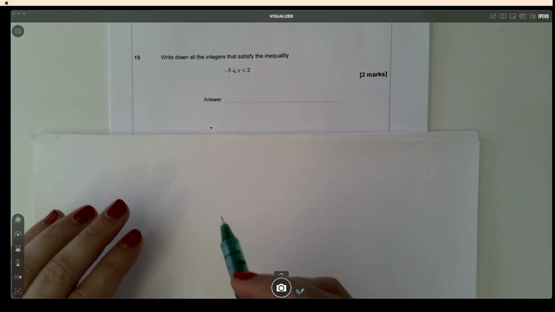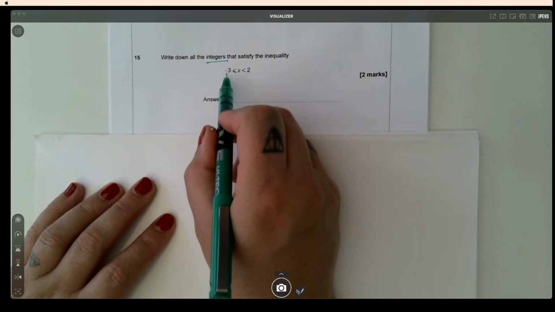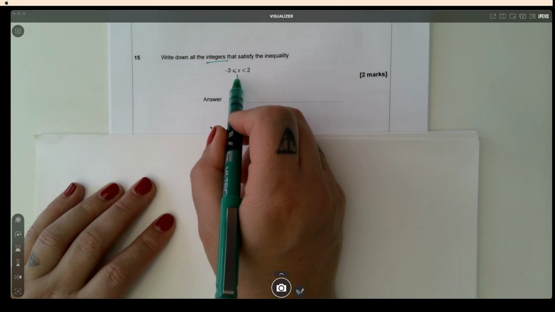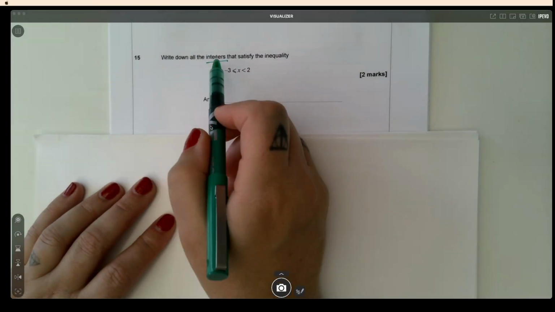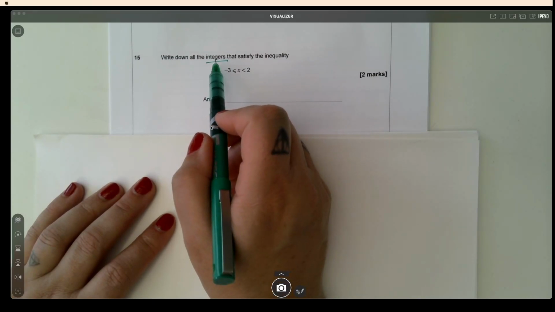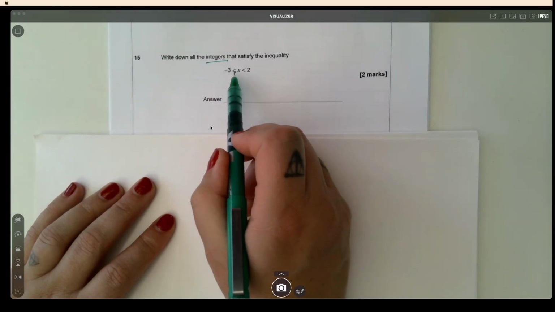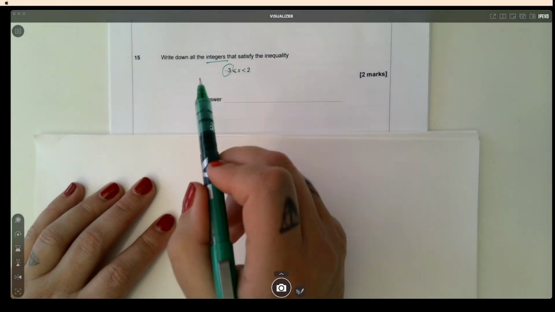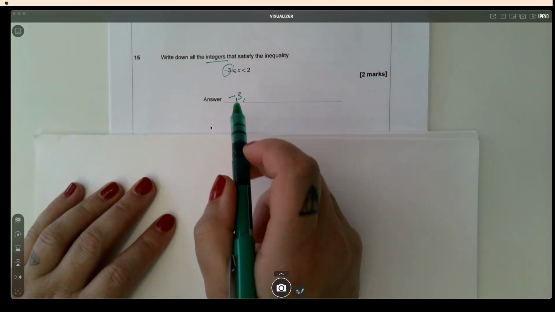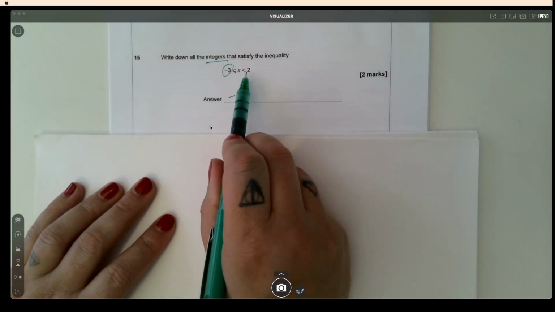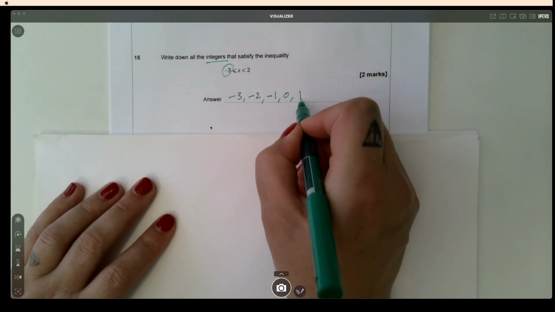Question 15. Write down all the integers that satisfy the inequality -3 is less than or equal to x, which is less than 2. Okay, so integers is the important word. We only want whole numbers. Now this symbol, less than or equal to, means we can include the -3 in our list. So we're going to start with -3 and then count along towards 2. So -2, -1, 0 and 1.